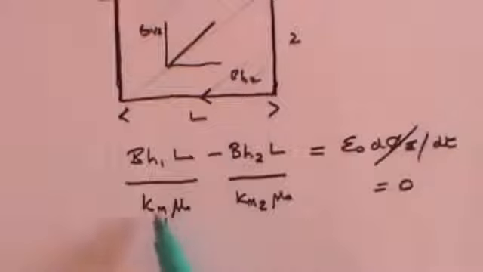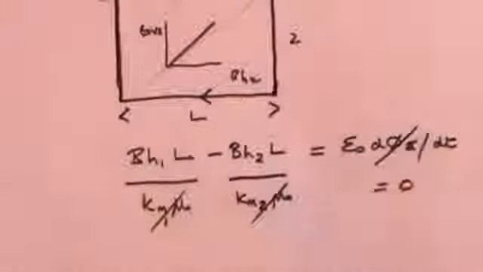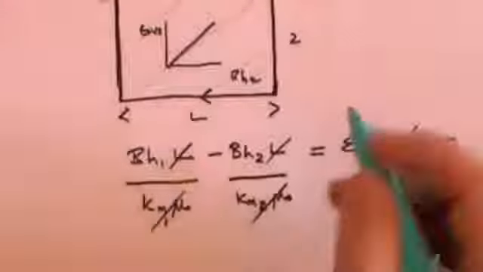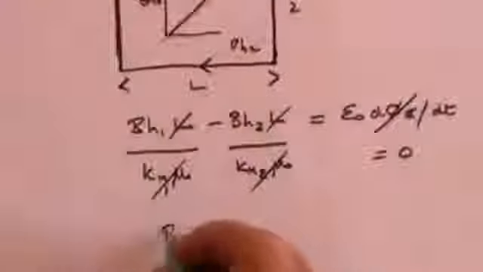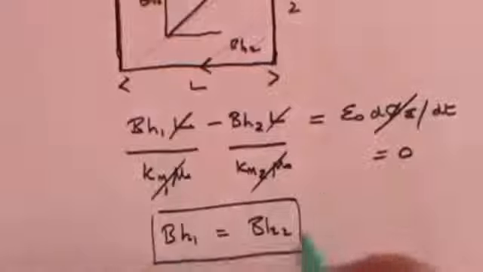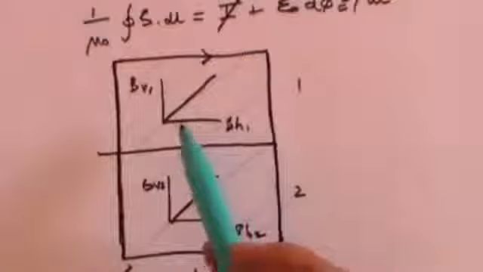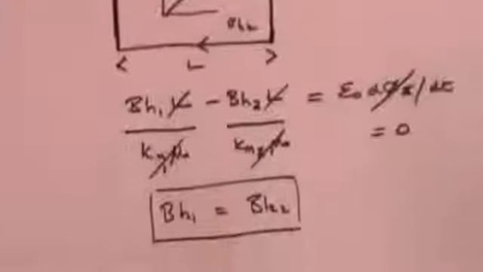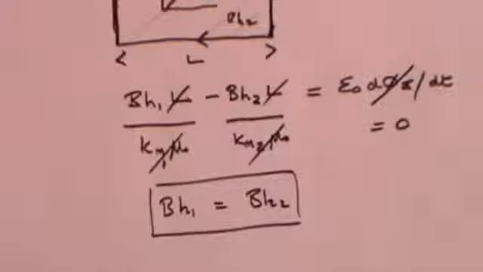I also told you that Km1 equals Km2. So essentially these two terms are the same. So they cancel, and L's can cancel, and that gives us our fourth boundary condition that BH1 equals BH2. The horizontal components of the B field are continuous across the boundary. In other words, the horizontal component of the B field is continuous, and that is the fourth boundary condition.